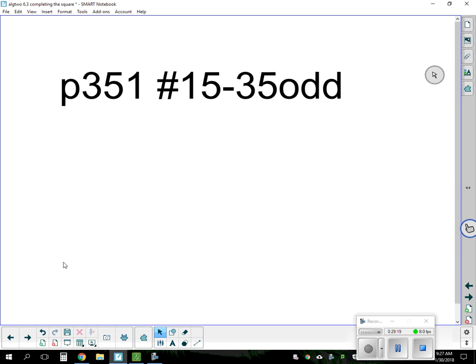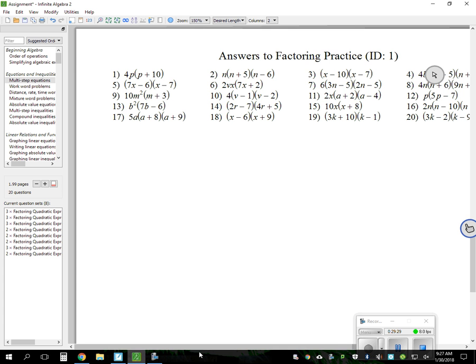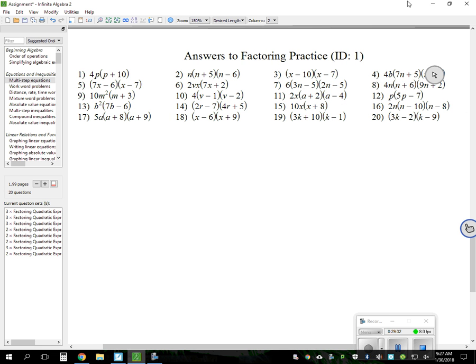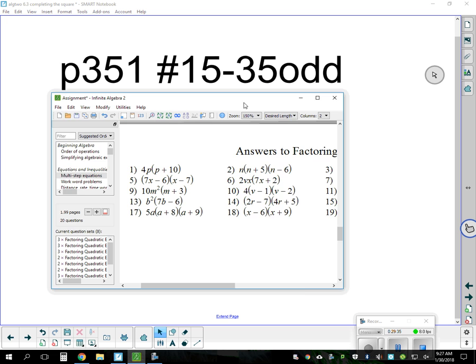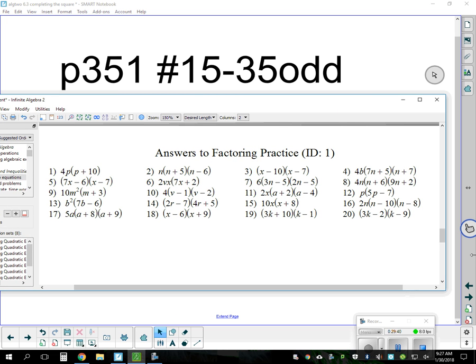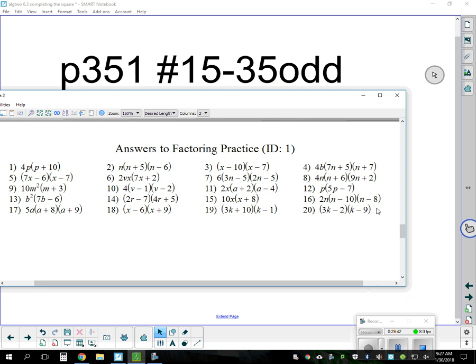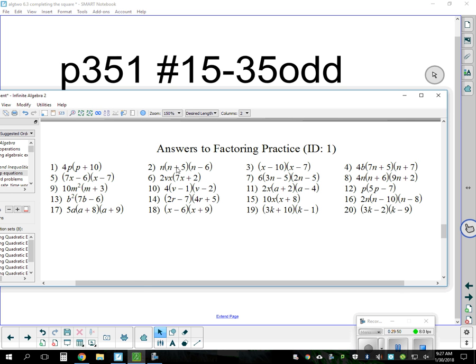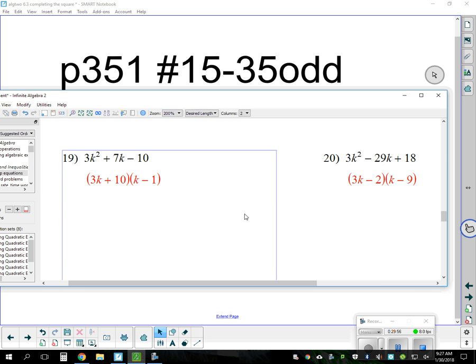All right, there is your assignment. I'm also going to put up your answers to your homework that you can check from your factoring worksheet. I'll try to split the screen here so you can see both things. If you need to move up to see those better, you may. I don't think I can make it that big.